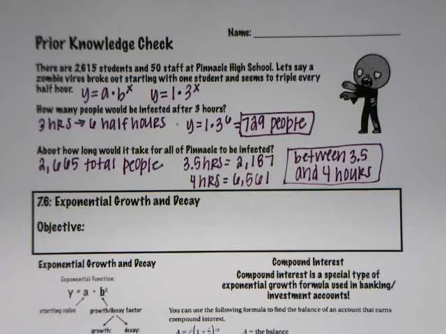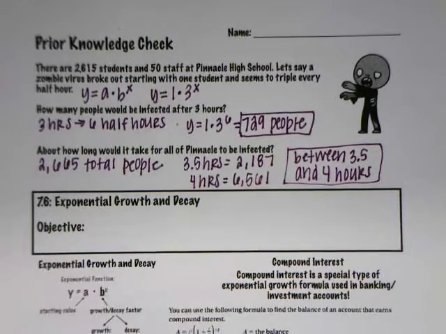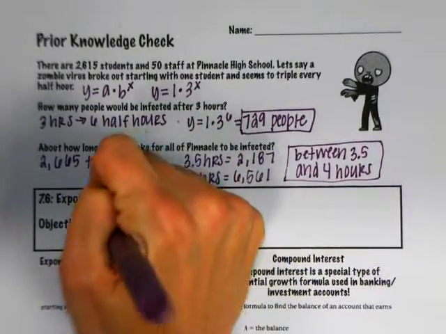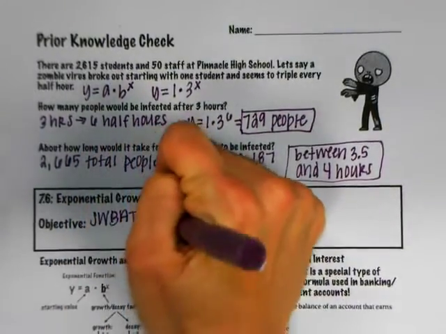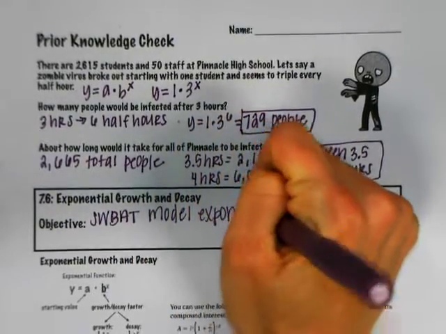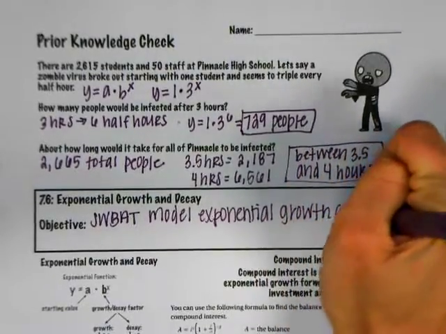So Friday what we did is basically this formula where something is doubling or tripling and so on. Today we're doing exponential growth and decay, which is basically the same formula, but you're going to increase or decrease by a percentage instead of tripling or doubling, okay? So your objective is students will be able to model exponential growth and decay.